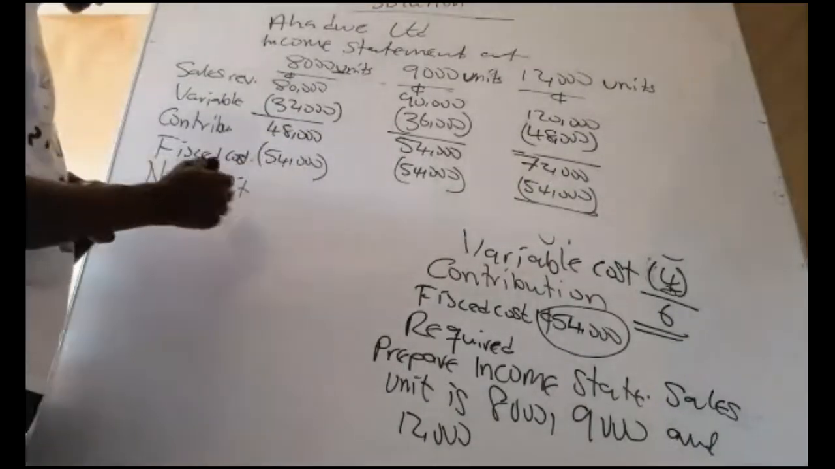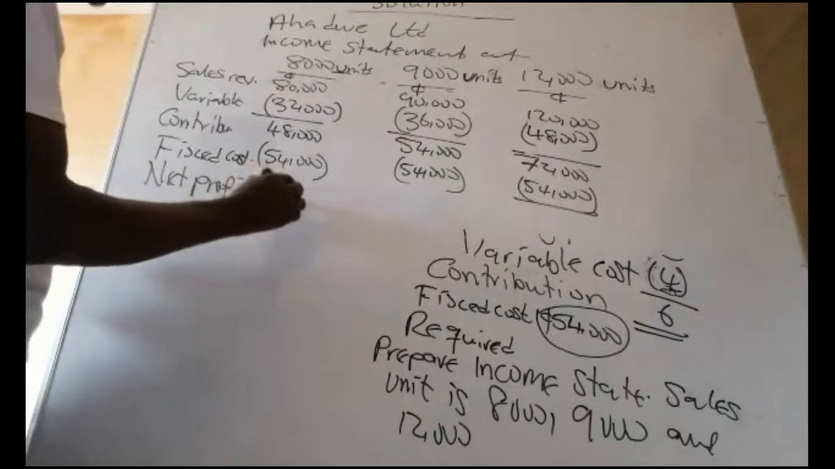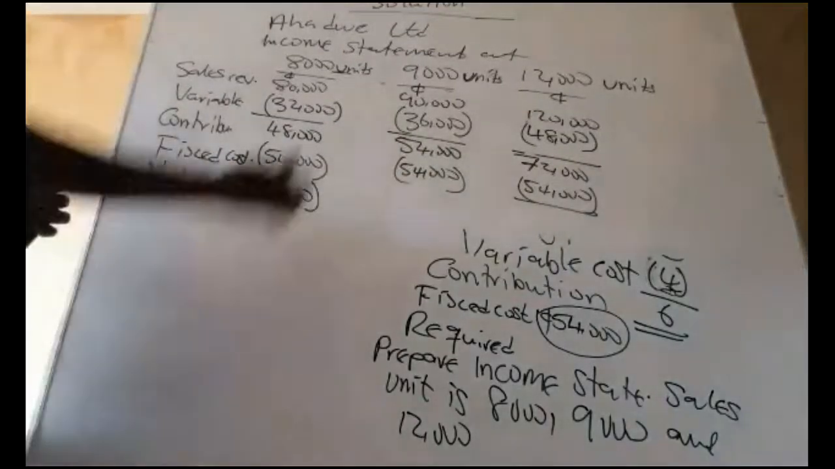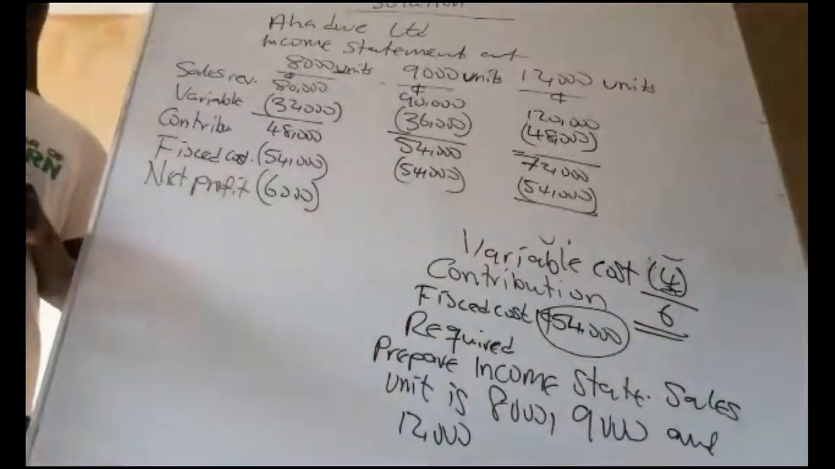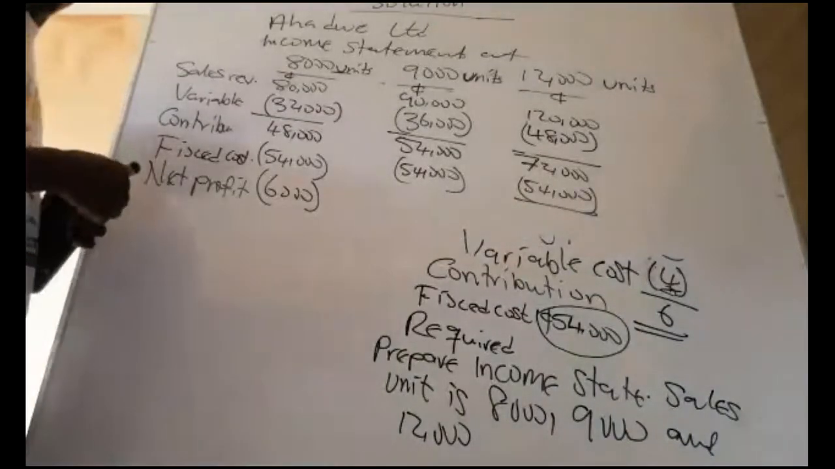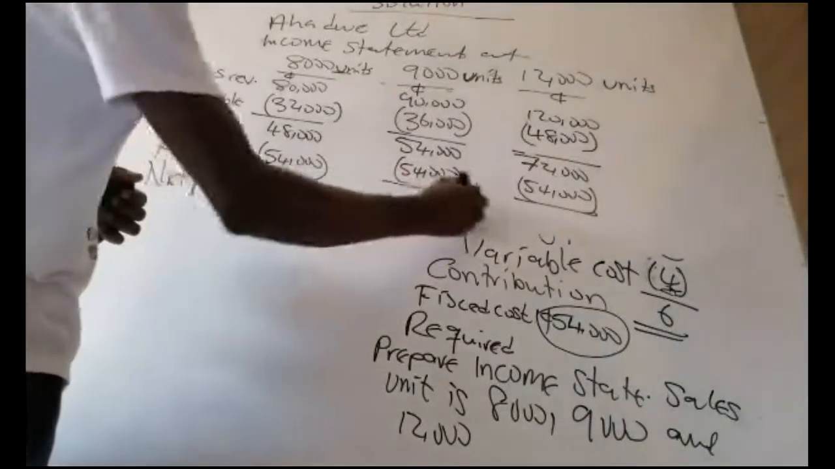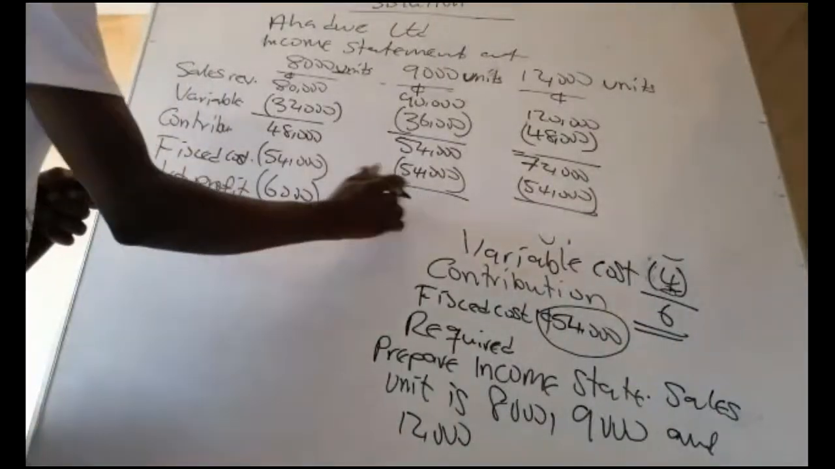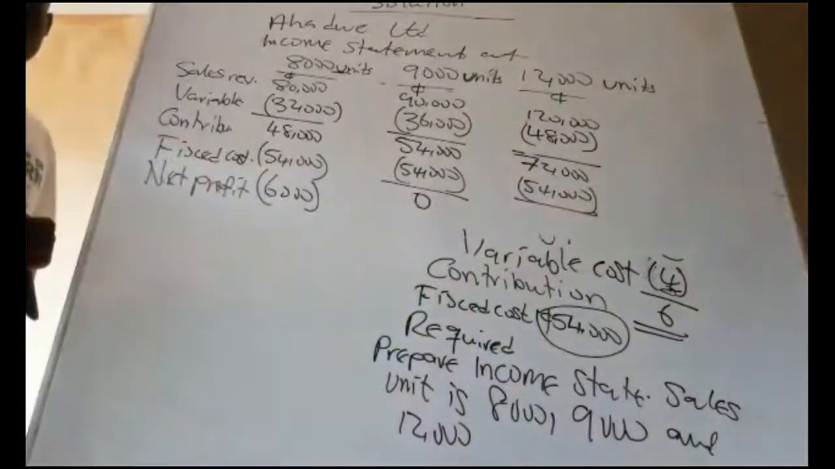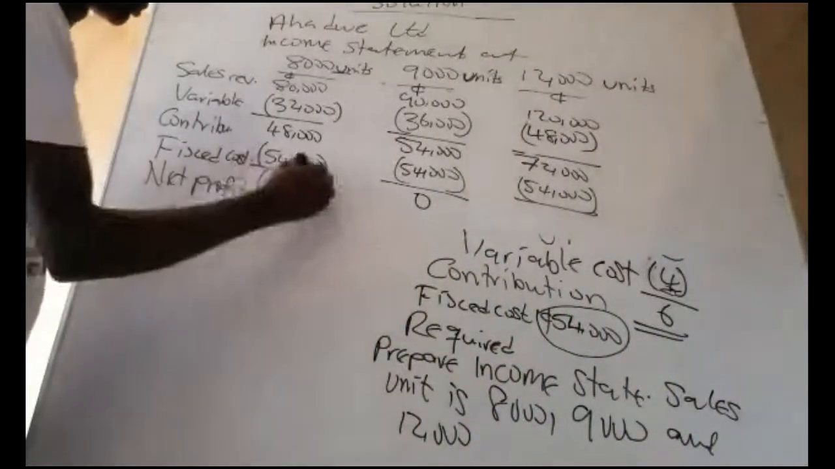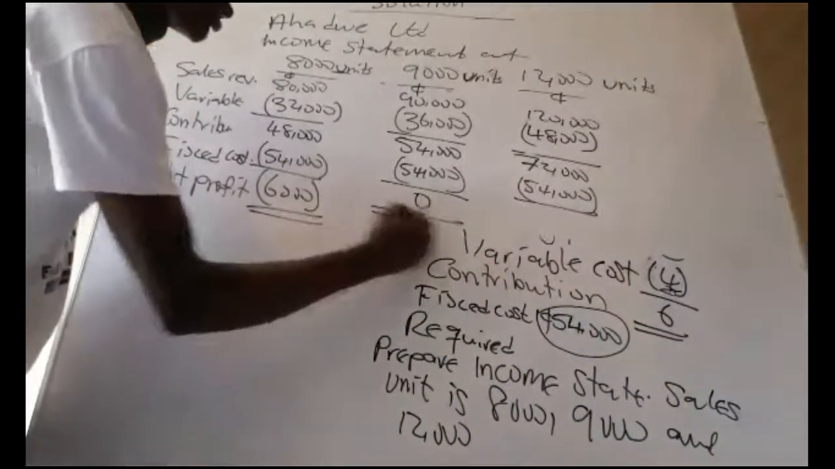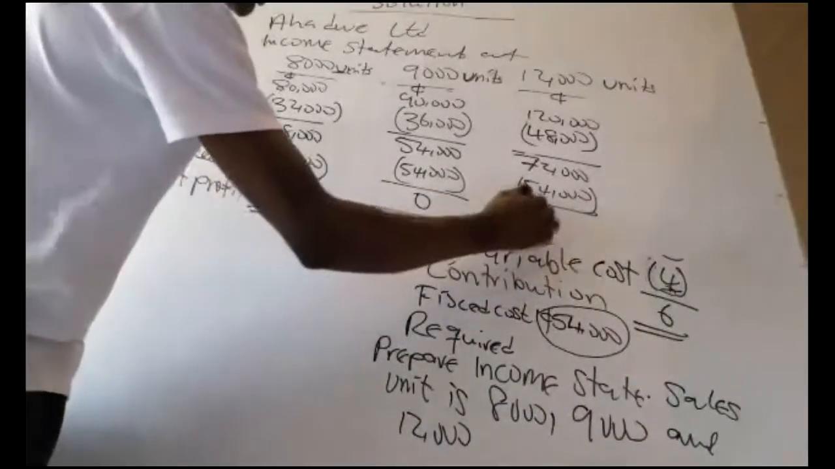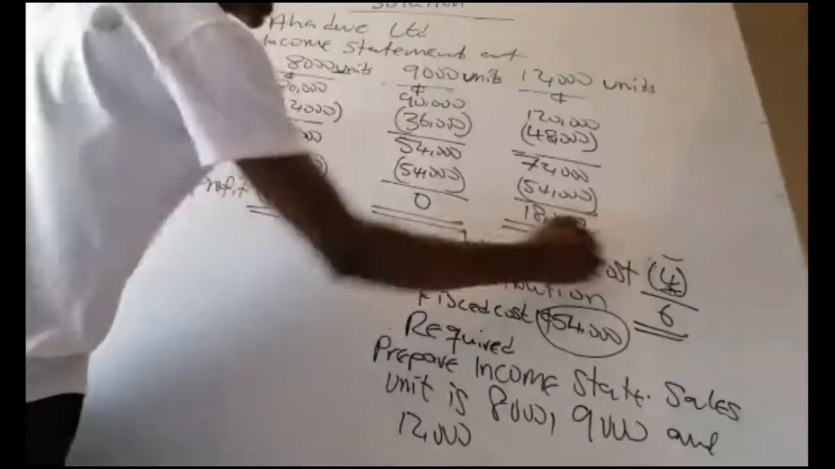6,000 negative. Okay, so 6,000 negative. What's the profit when they produce 9,000? The profit will be 0. I like that. But is that 0 or O? 0. That is good. What about when they produce 12,000? I like that. 18,000, good. So 18,000. Double underline.